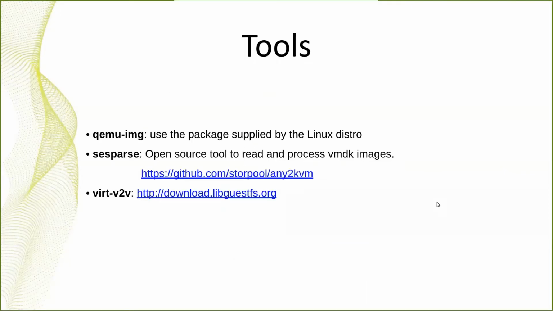So the tools that we will need for the demo are QEMU image. We use this tool to convert the initial VMDK image format to a raw image that will be used by KVM. Then sysparse, this is the open source tool that we have created that can read and process VMDK images and can apply snapshots created by VMware on raw images. You can find this tool in our GitHub repo.